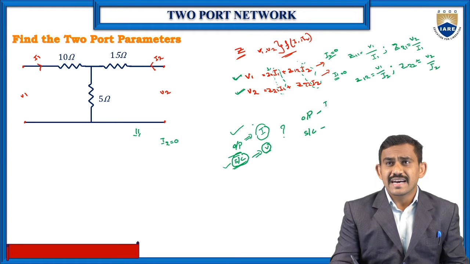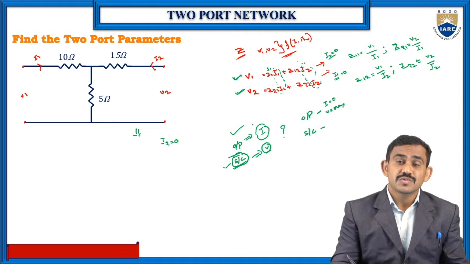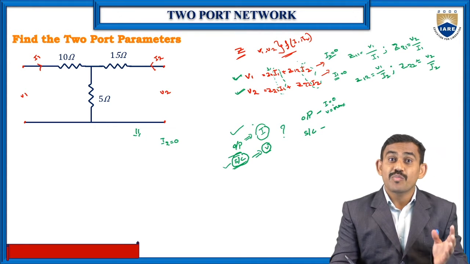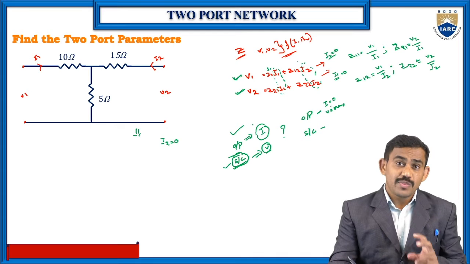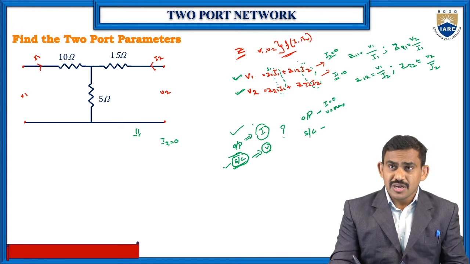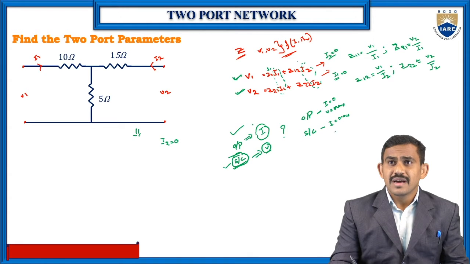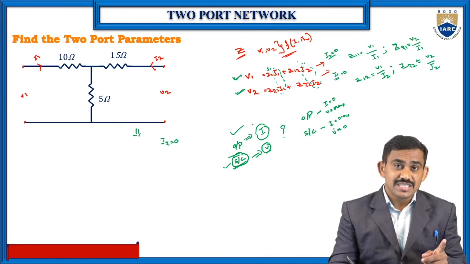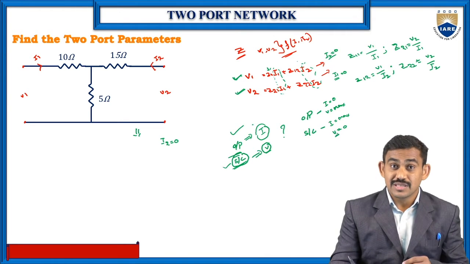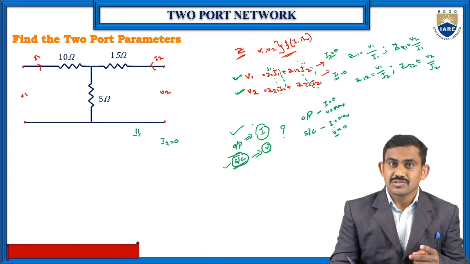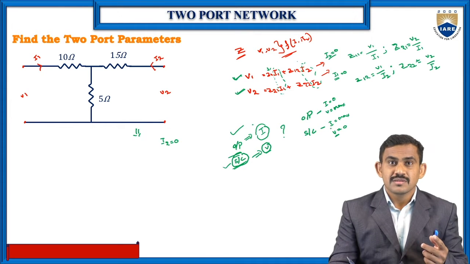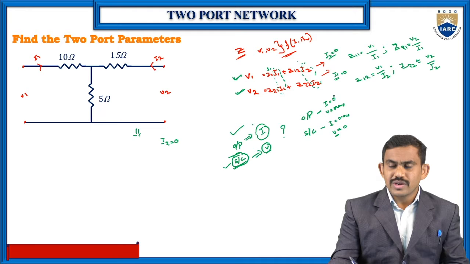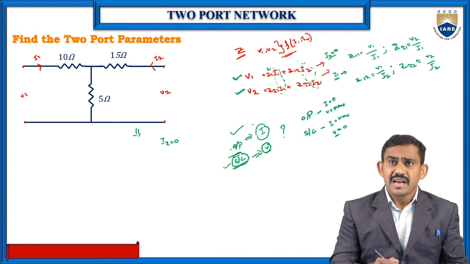In open circuit, the current is 0 and the open circuit voltage is maximum, that is the voltage we are applying. Coming to short circuit, the current is maximum and the voltage is 0. So for the short circuit condition, the voltage is 0 and we have maximum current from the input side. These are the two conditions, open circuit and short circuit.